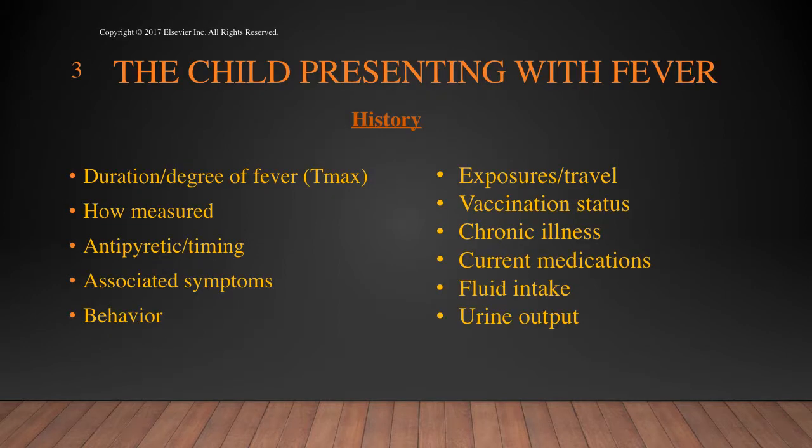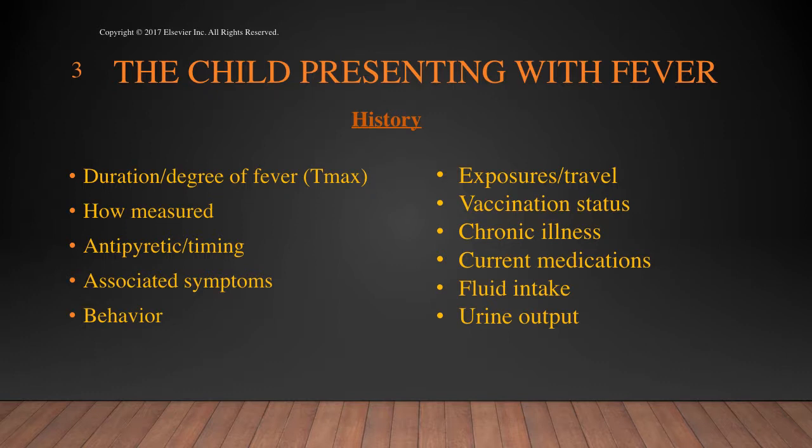The child presenting with fever. What do you want to obtain in your history when you are evaluating a child who presents with fever? First of all, you want to know the duration of the fever. How many days have they had a fever? And the degree of fever. And remember to ask the parents when the fever started and then count. If the fever started on a Thursday evening, then to Friday evening is 1 day. To Saturday evening is 2 days, and to Sunday evening is 3 days.